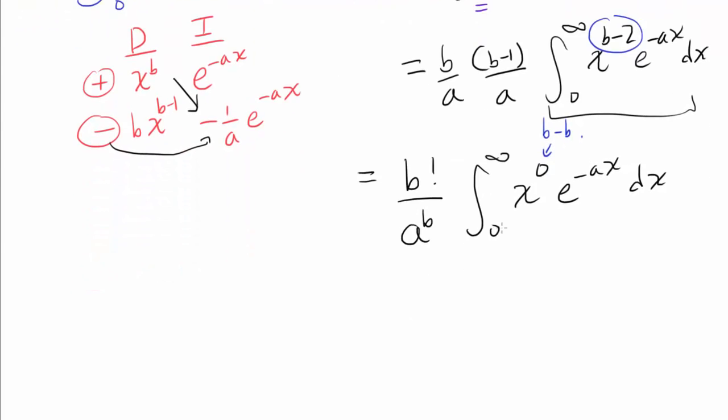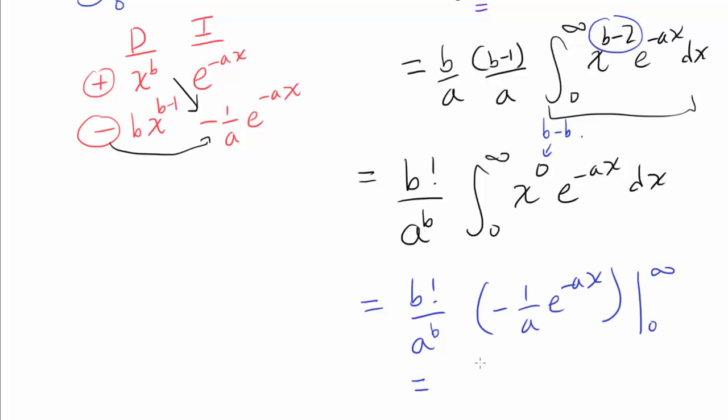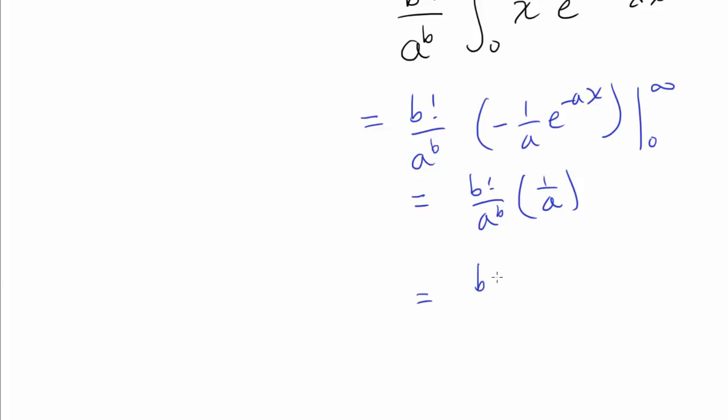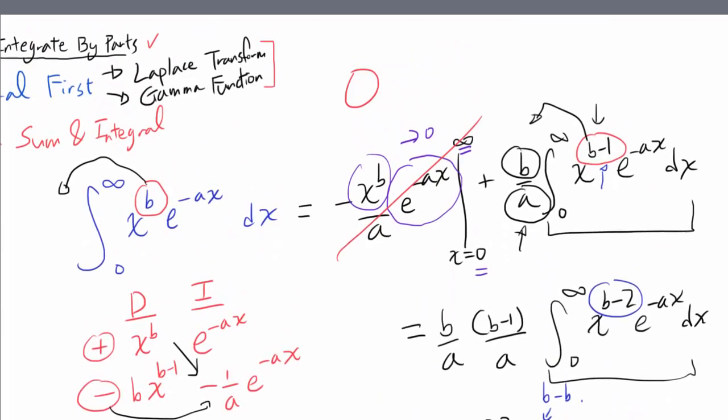And we see that the integral from 0 to infinity of e to the negative ax dx is easy to evaluate. Anti-differentiating gets us negative 1 over a e to the negative ax, and going from 0 to infinity gets us simply 1 over a. So this entire integral turns out to be b factorial over a to the b plus 1 power. So keeping that in mind, let's go back up.